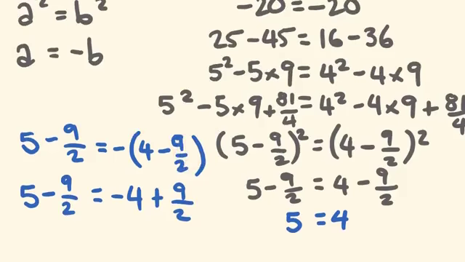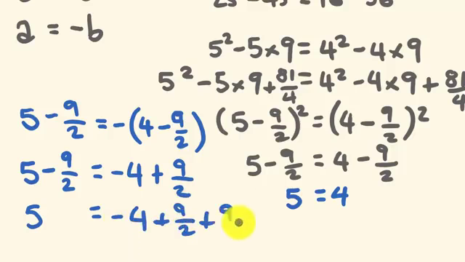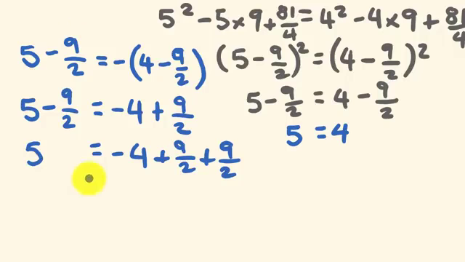Give myself a bit more space. Now to both these sides, what I'm going to do is get rid of this 9 over 2 by adding 9 over 2 to both sides. 5 is equal to, because I add 9 over 2, it's just going to cancel that out. And this is going to be negative 4 plus 9 over 2 plus 9 over 2. And just a bit more space.